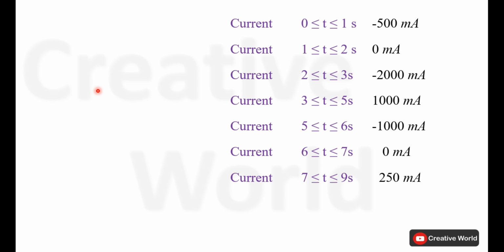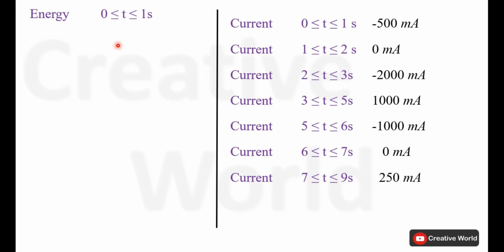Now we have the current between different time intervals and the voltage as well. So we can calculate the energy. Energy between 0 and 1 seconds: voltage, which is constant 12 volts, times current, which is minus 500 milliampere, times the time difference between these two chunks of time, which is 1. So the energy will be minus 6 joule. Here I want to mention that this current is in milliampere. That's why the energy became minus 6 joule.